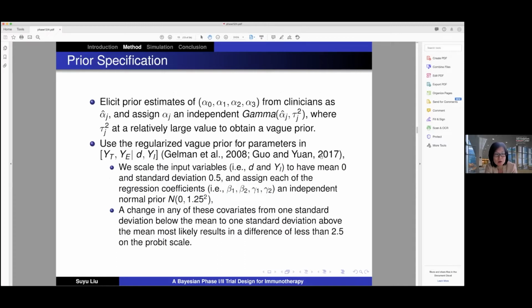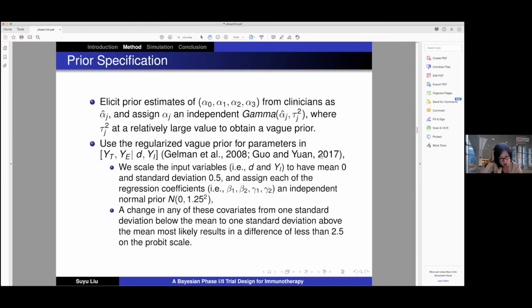So the next question is how we specify the prior. For the Emax model parameters, we elicit prior estimates of alpha zero, alpha one, alpha two, alpha three from the clinicians as the prior estimates alpha j hat, and assign the alpha parameters an independent gamma distribution with mean alpha j hat and variance tau j square. Here for tau j square, we give relatively large values to obtain a weak prior. And for all the parameters in the toxicity and efficacy model, we use a regularized weak prior.